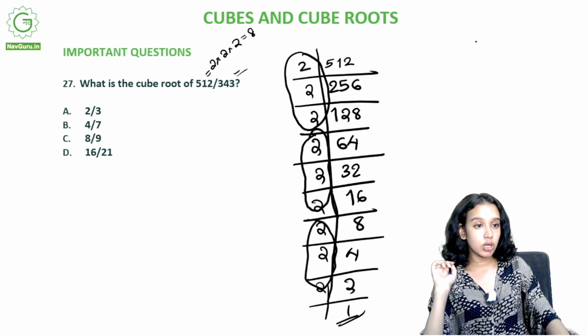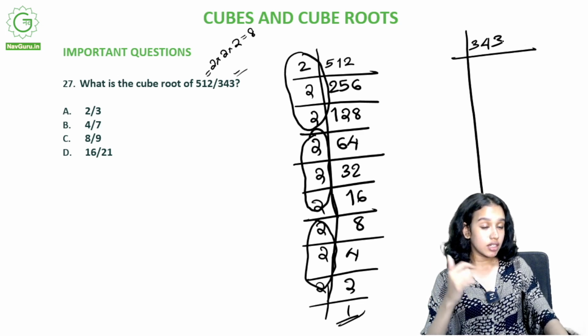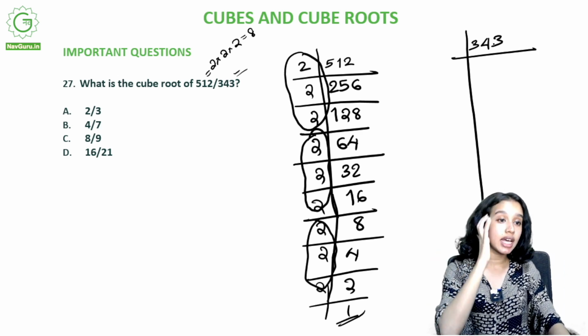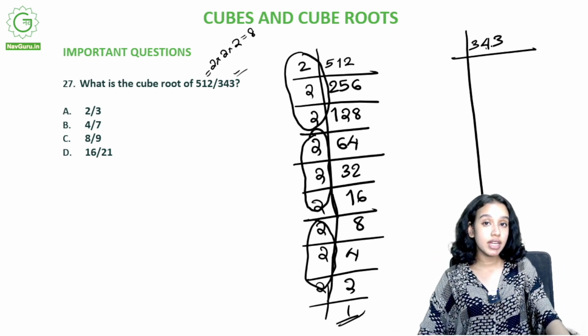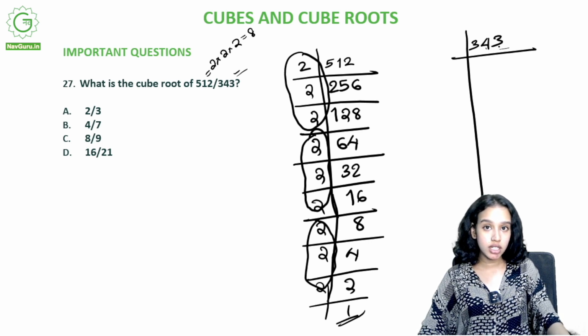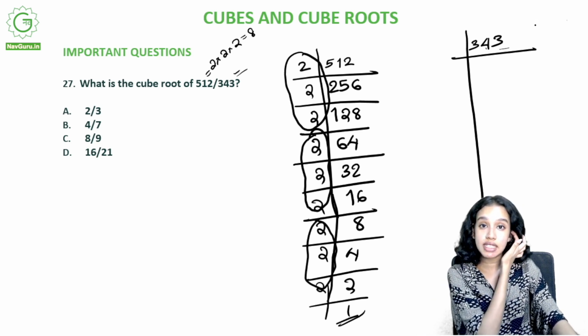Now what about 343? Is it divisible by 2? No. Is it divisible by 3? No again, because 3 plus 4 is 7 and 7 plus 3 is 10. 10 is not divisible by 3, so it's not divisible by 3. It's not divisible by 5 as the unit place number is not a multiple of 5. Now, is it divisible by 7?